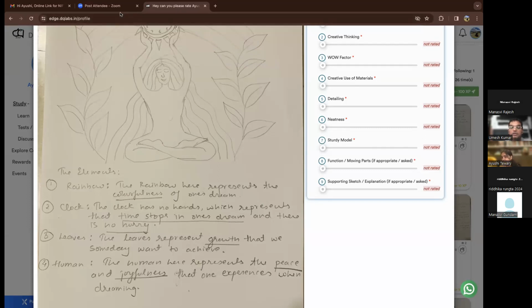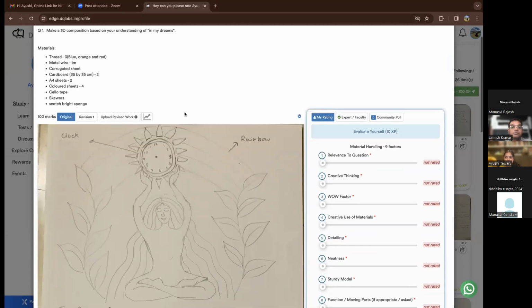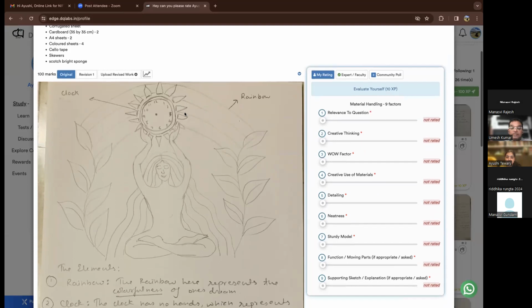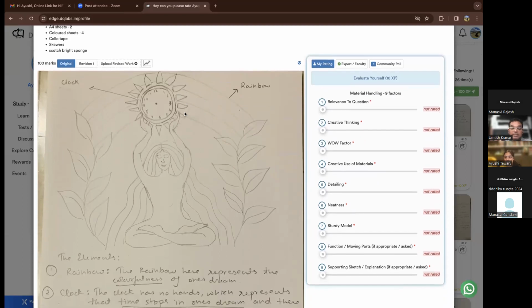I'm just checking Google for the definition. A series of thoughts, images, and sensations occurring in a person's mind during sleep. That is one meaning. The other meaning is a cherished aspiration, ambition, or ideal. I fulfilled a childhood dream when I became champion. So I think in your case, you're going with both the meanings.